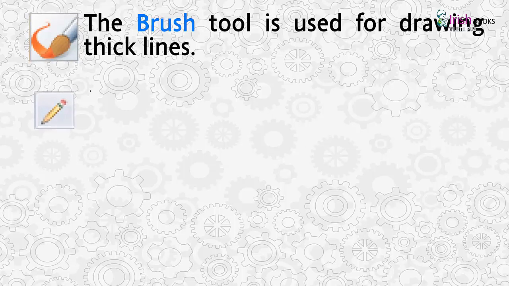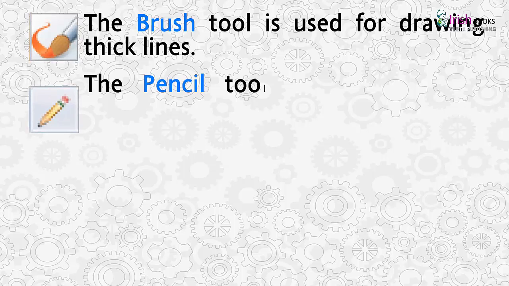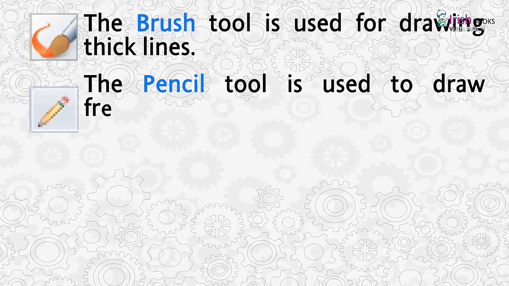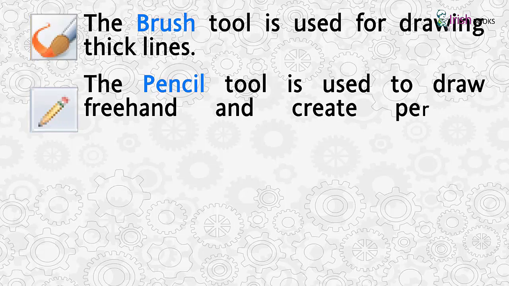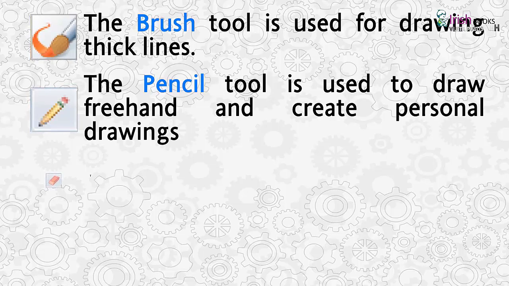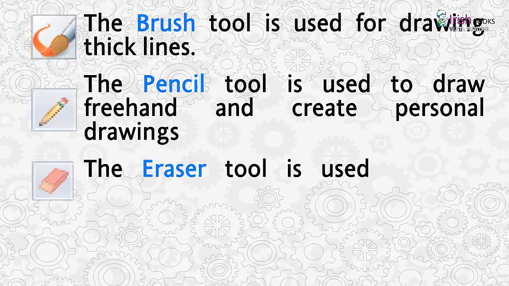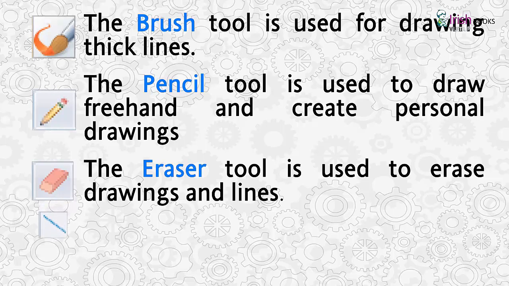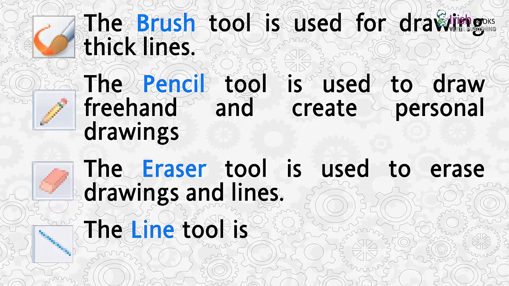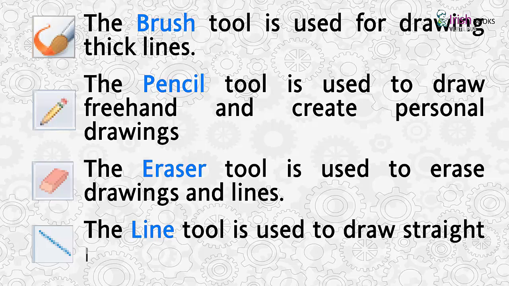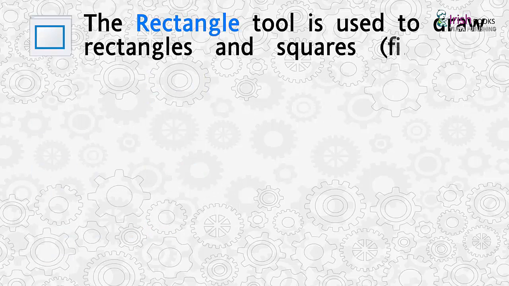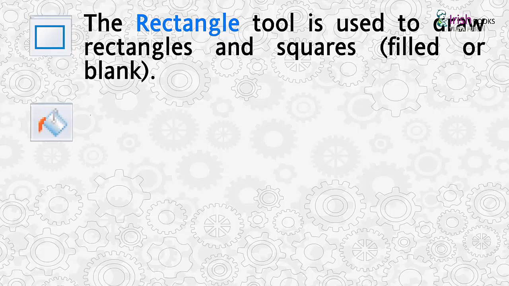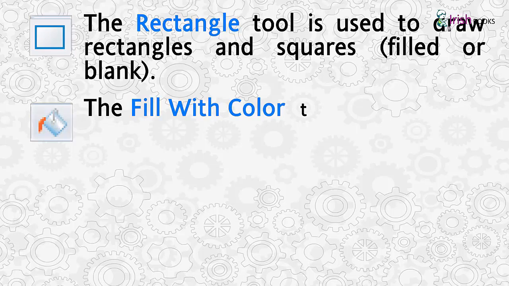The brush tool is used for drawing thick lines. The pencil tool is used to draw freehand and create personal drawings. The eraser tool is used to erase drawings and lines. The line tool is used to draw straight lines. The rectangle tool is used to draw rectangles and squares, filled or blank.